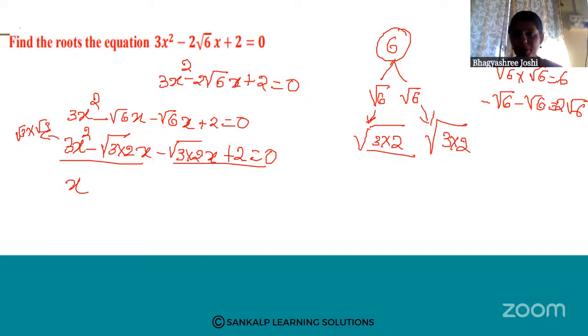Right? 3 can be written as root 3 into root 3, right? So here also root 3 is there, here also root 3 is there. Therefore, I will take root 3 common. So root 3 into x, taking it common, what will I get?